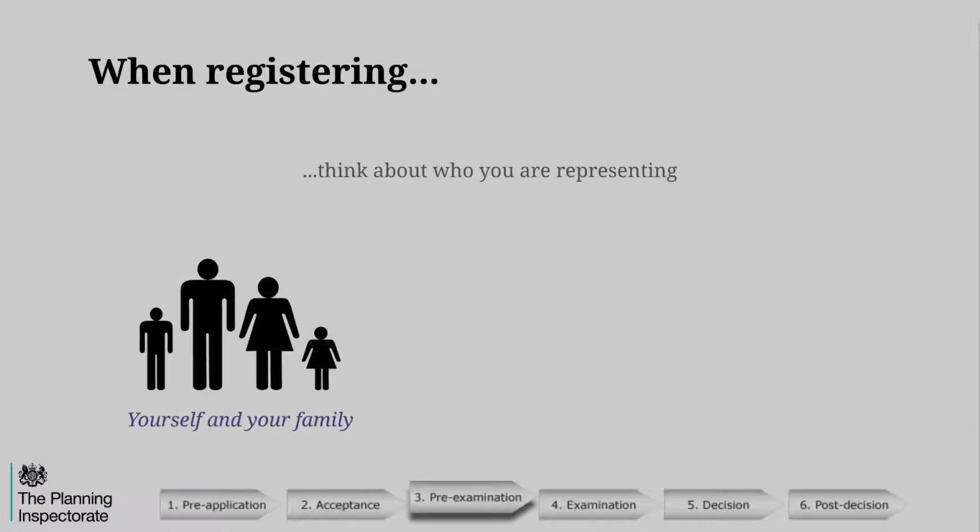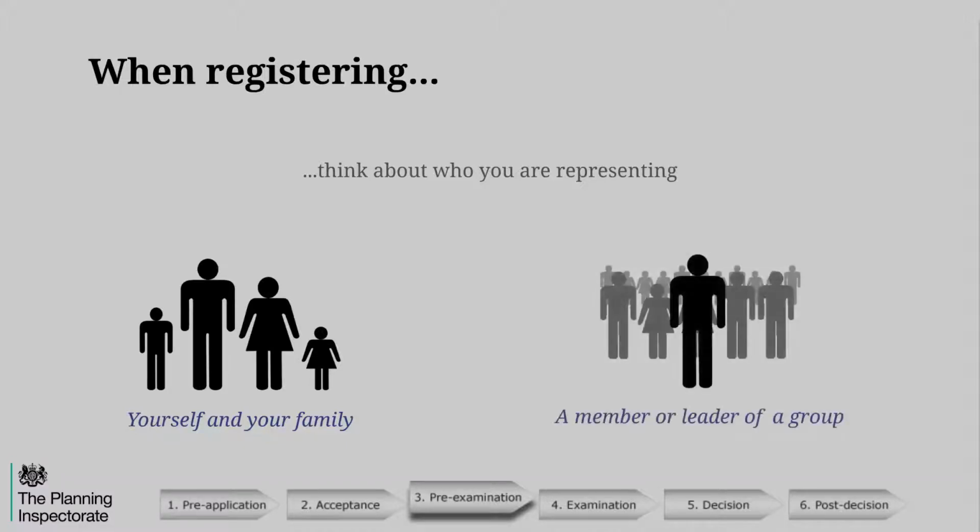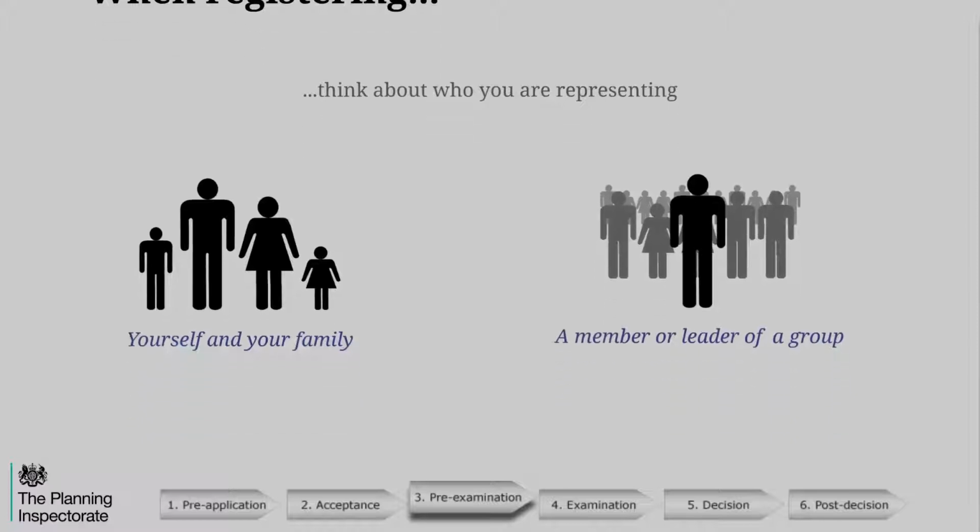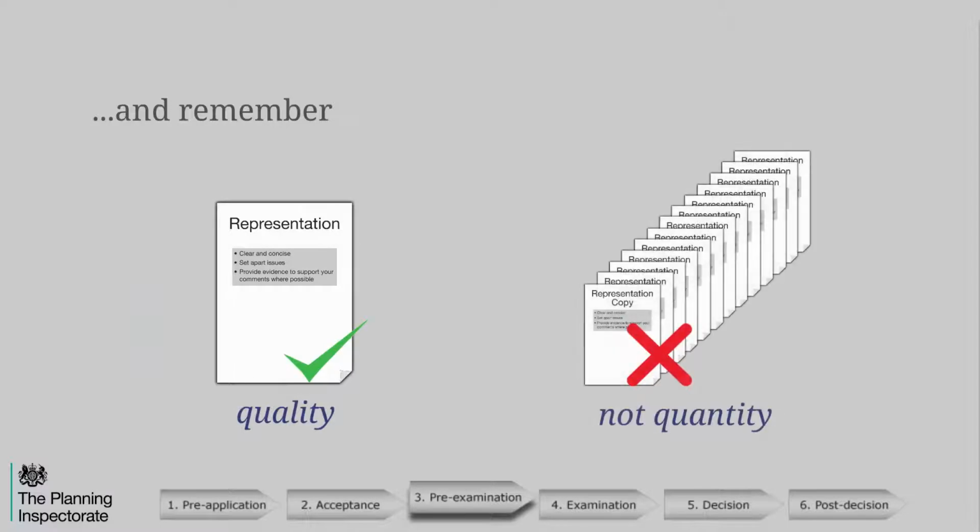When registering, think about who you will be representing throughout the examination. You can, of course, represent yourself and your family's interests. You can also effectively participate as a member of a group or a leader of a group. The key thing to remember is that it is the quality of information, not the number of times it is presented, that is the most effective way to participate.